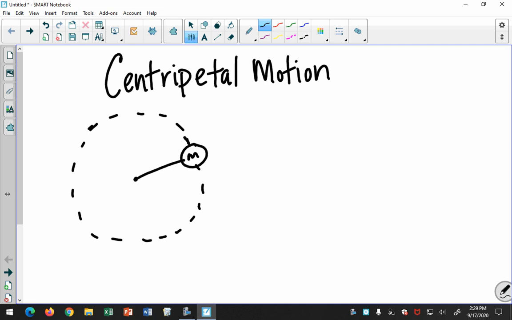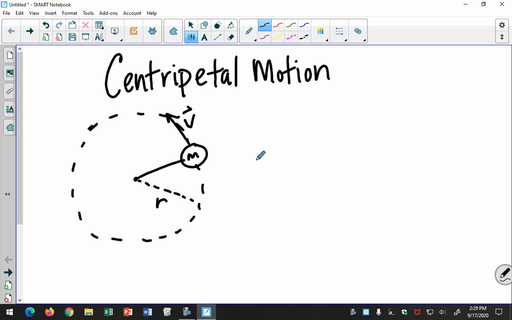The velocity is tangential to its motion. Okay, so we have our velocity vector going that way around the circle. Our circle has some size, right? We give the circle a size of a radius.